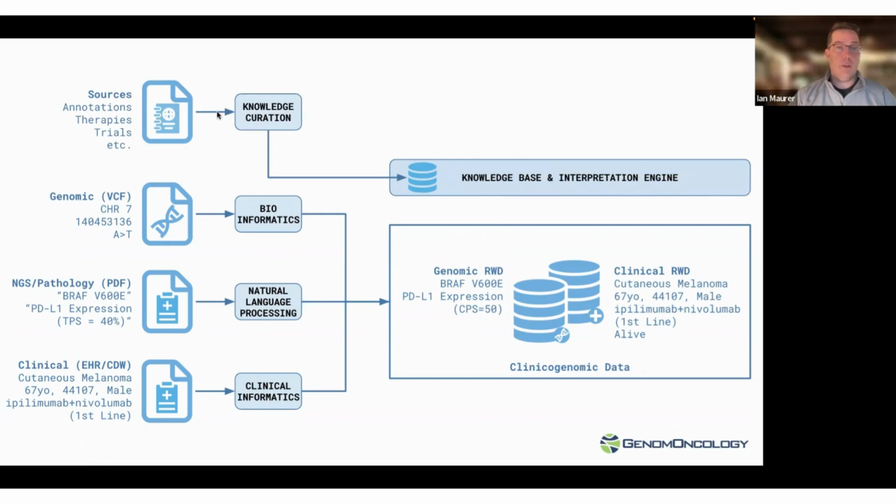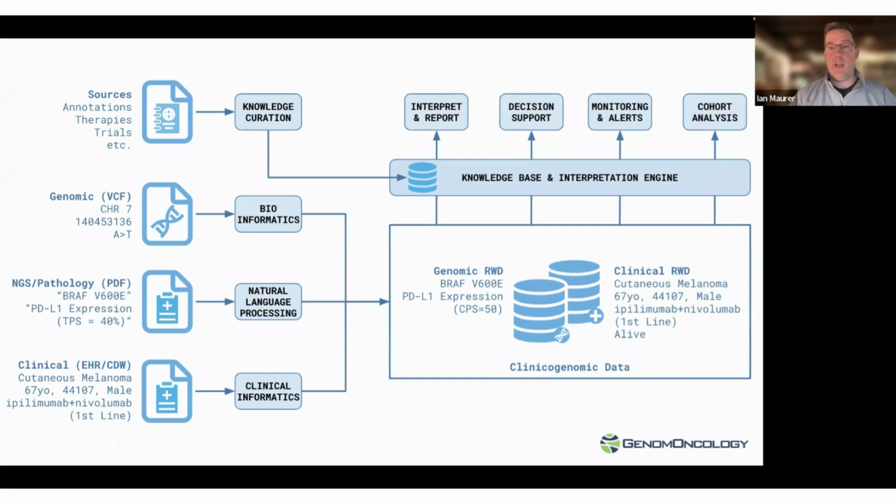We have our curated knowledge that we've curated from a variety of sources, including the FDA, NCCN, and clinicaltrials.gov. And then we can use that information to do interpretation and reporting, decision support, monitoring and alerting, and cohort analysis. And we're really going to be talking today about cohort analysis. And GenomOncology has tools that can provide all these capabilities.